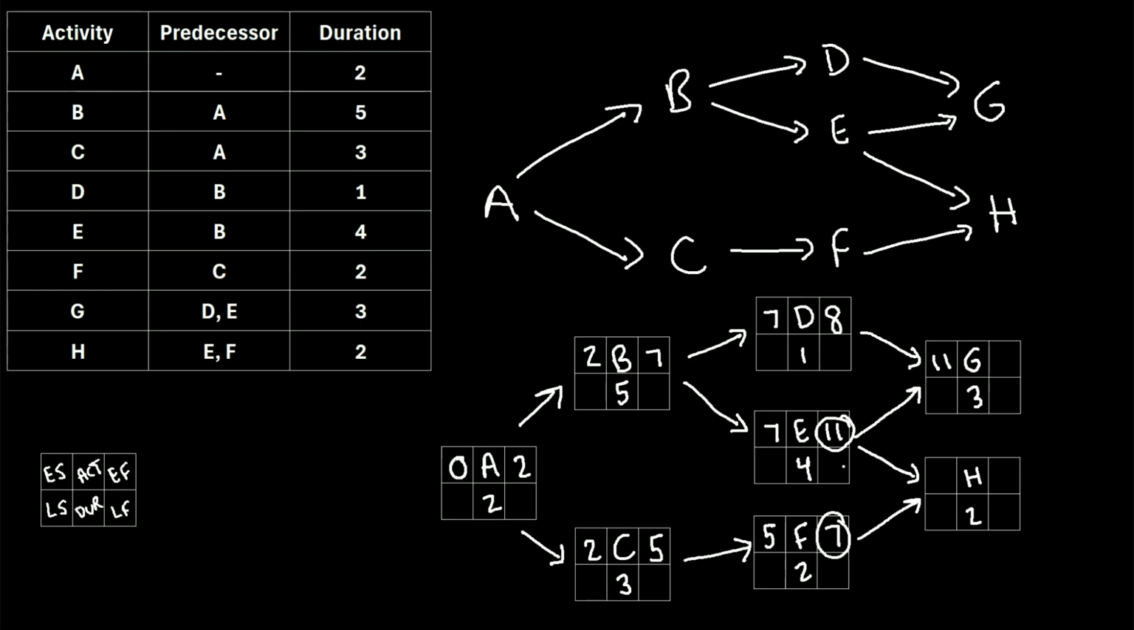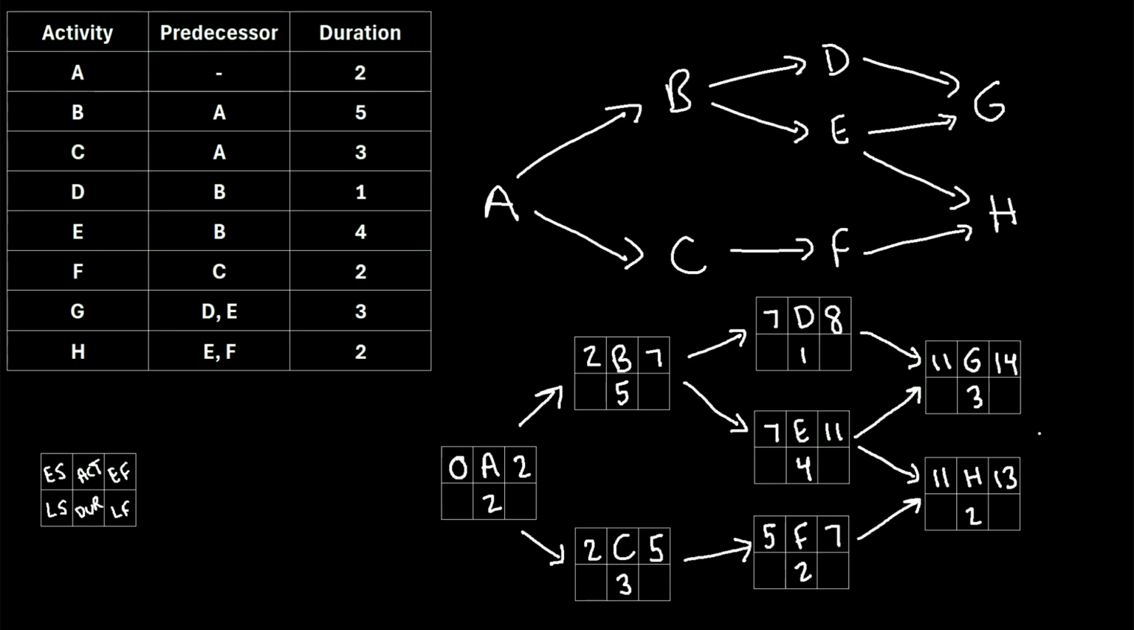Well, we always choose the larger value, so we'll take the 11. So the earliest that activity H could start is also day 11. And lastly, for activity G, the earliest it can finish is 11 plus 3, which is 14. And for activity H, the earliest it can finish is 11 plus 2, which is 13. So that completes our forward pass. So we found the early start and early finish of each activity.